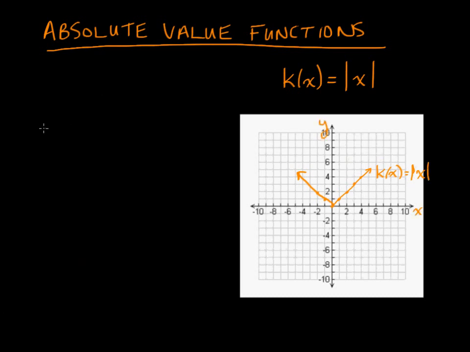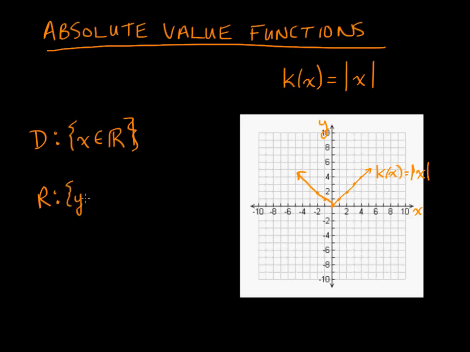If we look at domain and range for this parent function, the domain, any x value is possible. And so we're going to write that as x is an element of real numbers, and then close that curly bracket. For the range, any y value is possible as long as it is greater than or equal to 0. And so we want y can be any real number that is greater than or equal to 0.